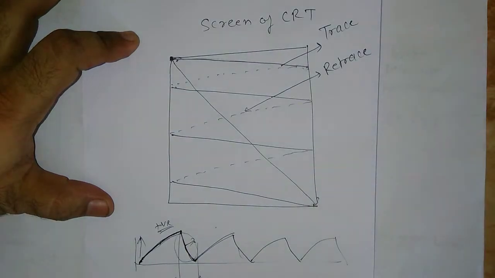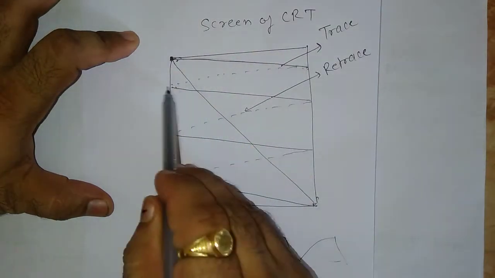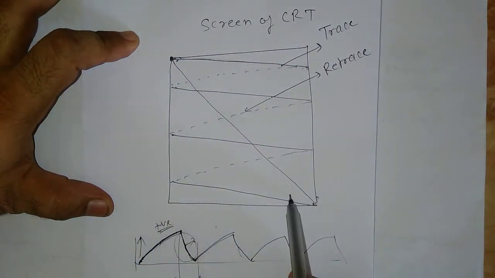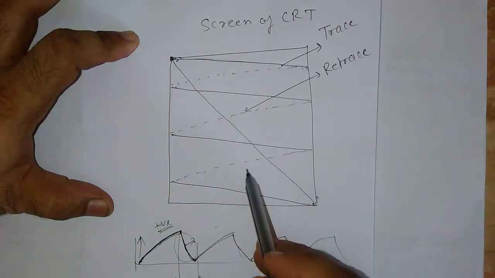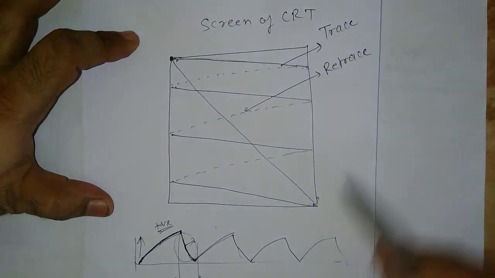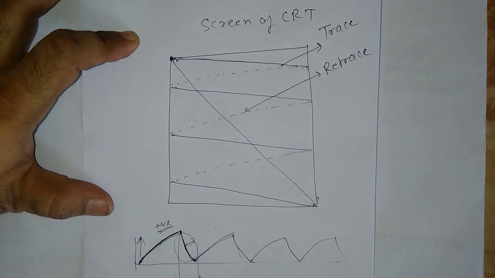This continuously creates a blank between two traces. So retraces are nothing but blanks. This circuit is creating the blank, and that is why it is called the blanking circuit.